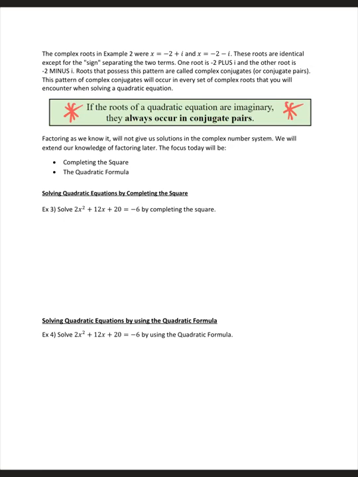I'm going to walk you through two examples that cover each of these. Starting with example 3, solving the quadratic equation using completing the square. I have 2x squared plus 12x plus 20 equals negative 6. In order to solve this by completing the square, step 1 is going to be to subtract the constant from both sides. So I'm going to subtract 20 from both sides. When I do that, I get 2x squared plus 12x equals negative 26.